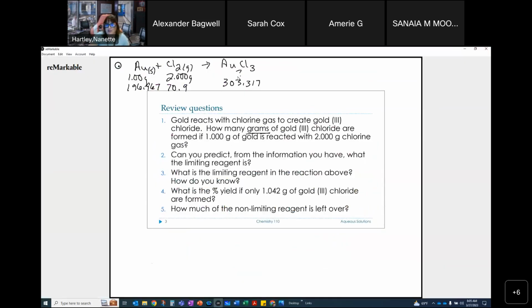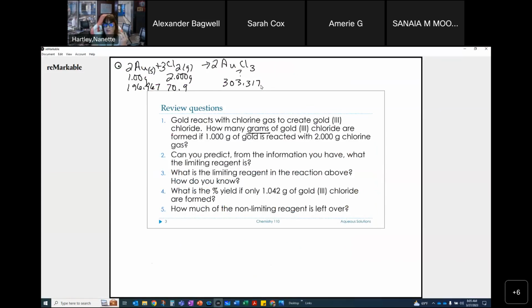Now, the other thing, I know that this is not balanced. And the reason that I know that is because I have 2 chlorines on the reactant side and 3 on my product side. So to take care of that, I need to make them the same number. Since I have a 3 here and a 2 here, my lowest common denominator being 6, I'm going to go 2 there, 3 there. That takes care of my chlorines. But now I messed up my gold, so I need to multiply this by 2. Okay? So that is my balanced equation.